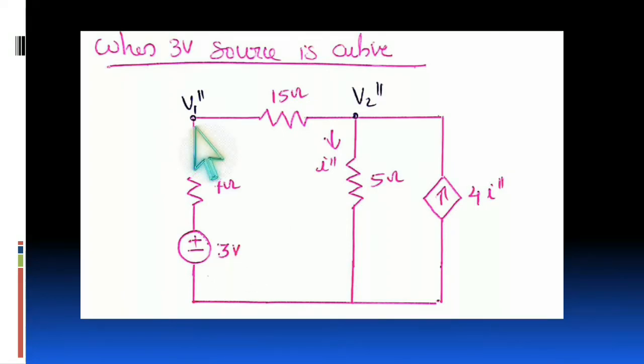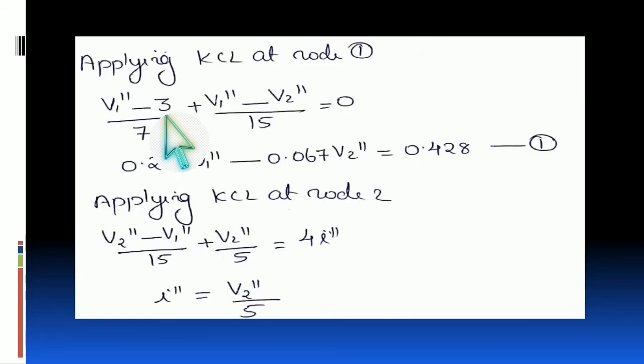Now write the KCL at this node V1 double dash. At V1 double dash we have 2 unknown currents. The unknown currents are the current through this 7 ohm resistor and that through this 15 ohm resistor. These unknown currents are considered as outgoing currents. One end of the 7 ohm is at potential V1 double dash and the other end is at 3 volt. Correspondingly, the current through this 7 ohm from V1 double dash to 3 volt can be written as V1 double dash minus 3 by 7.